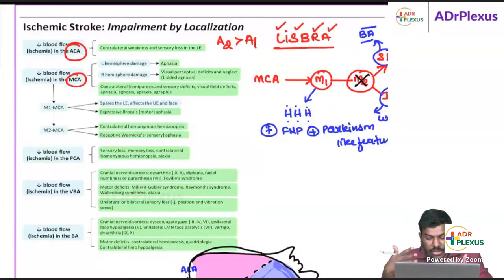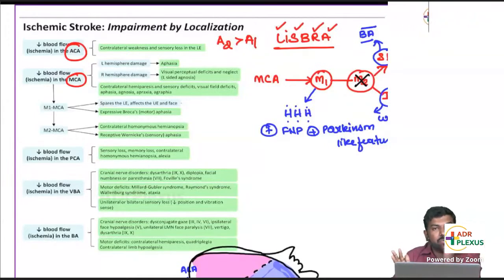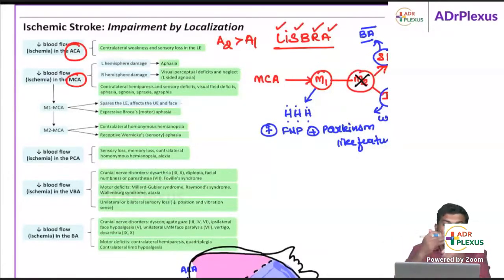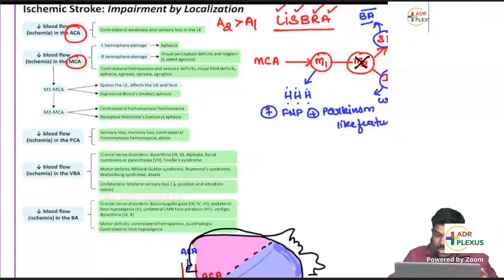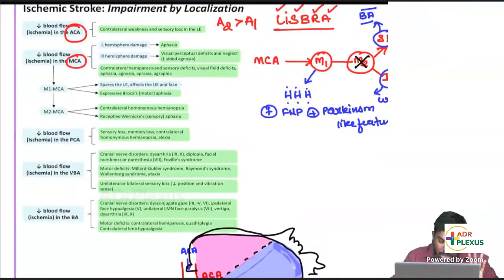But specifically, the superior division is going to supply which part? It is going to supply the inferior frontal gyrus, so it is going to be Broca's aphasia. And this part of the M2 segment is going to supply the superior temporal gyrus, so it is going to be Wernicke's aphasia. Clear? Any doubt here? I hope no doubt here, right? So this is going to be the M2 segment and M1 segment.